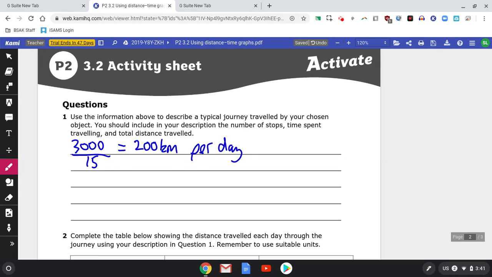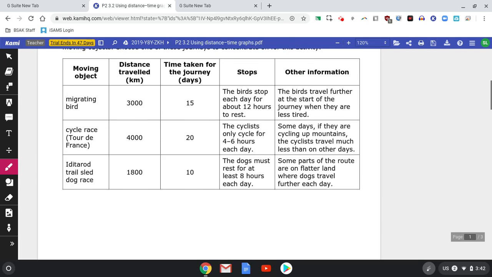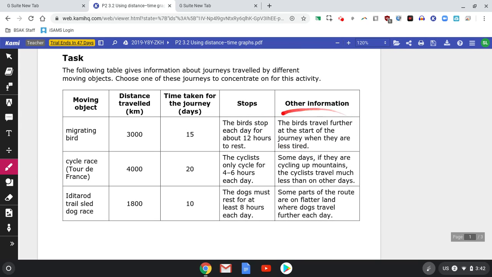During each day, though, it's going to be at rest, so it's going to cover no distance for 12 hours, and then for the other 12 hours, it's going to motor through that 200 kilometers. Okay, and we need to reflect that in the distance time graph that we're going to put together. Right, there's just this extra bit. This is a little bit of a complication here, isn't it? It needs to cover a bigger distance at the start.